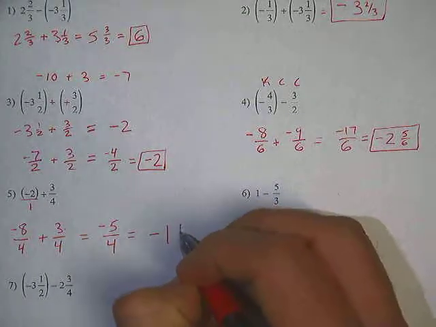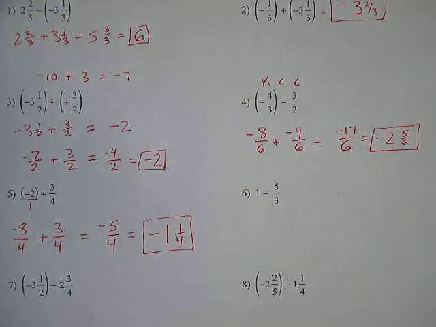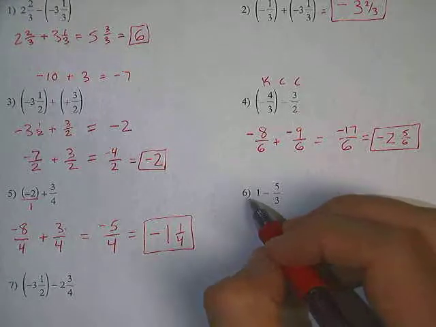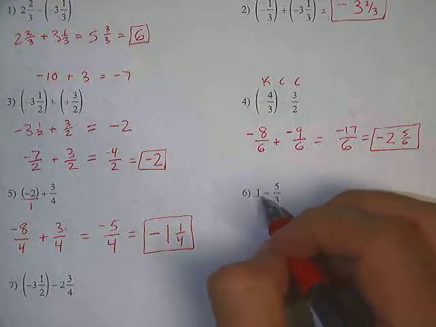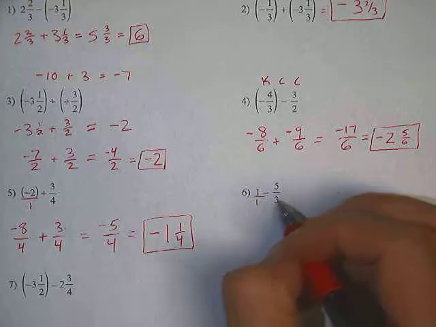All I have to do is add the numerators. Negative 8 plus 3, that's negative 5. It's done. Just need to simplify. So it's a negative answer. Don't forget to bring the negative along. 4 goes into 5 one time with 1 left over.